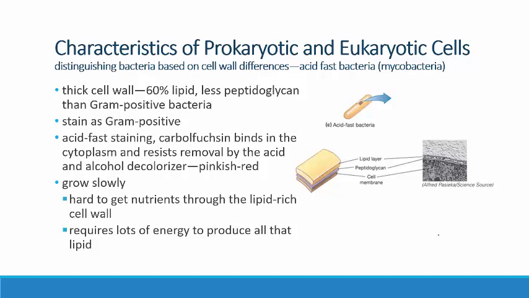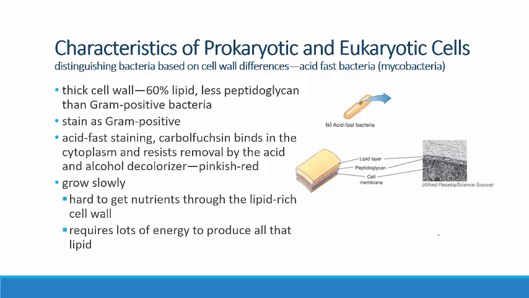So with the acid-fast bacteria staining procedure, that Ziehl-Neelsen procedure, the primary dye that's used is carbolfuchsin, and then it's washed not just with alcohol, but alcohol mixed with an acid. And so carbolfuchsin will stay in the cytoplasm of the acid-fast bacteria. It penetrates through the cell wall and gets into the cytoplasm, and then the cell wall protects it from the alcohol and acid decolorizer.